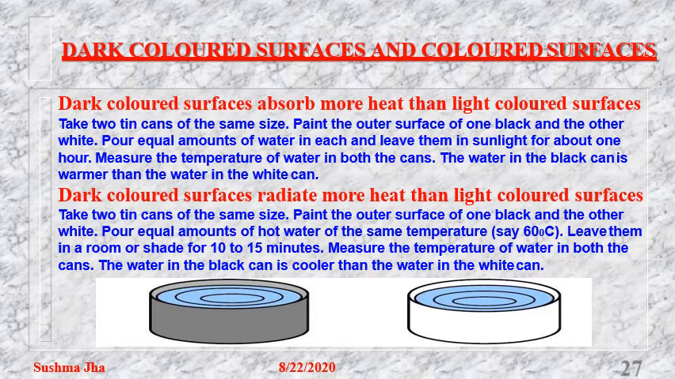Again, we take two cans of the same size, one colored black on the outside, another colored white. Now pour equal amounts of hot water of the same temperature, say 60 degrees centigrade. Leave them in the room or shade for 10 to 15 minutes. Now measure the temperature of water in both the cans. The water in the black can is cooler than the water in the white can. So we can say dark colors are good absorbers, and dark colors are good radiators also.